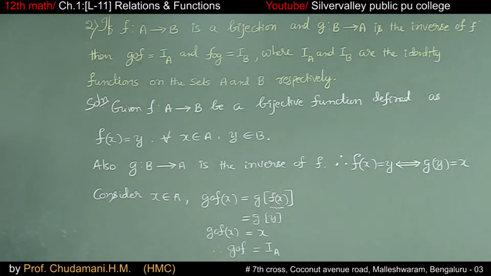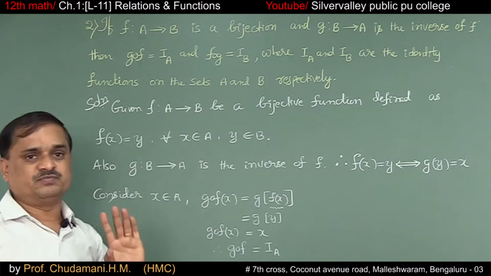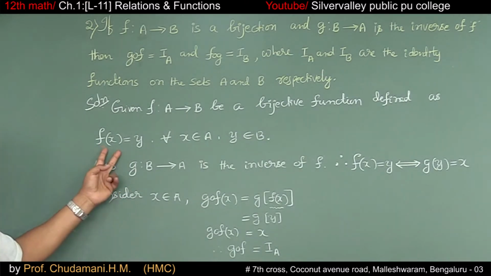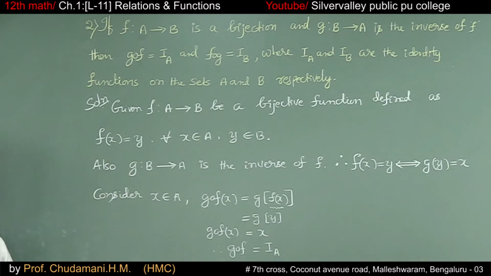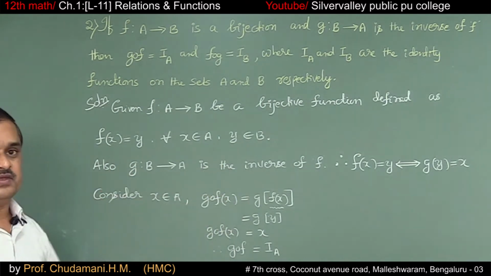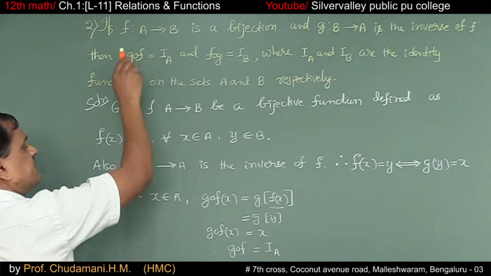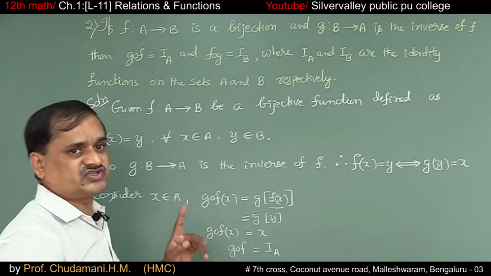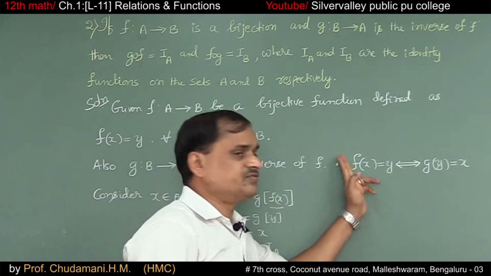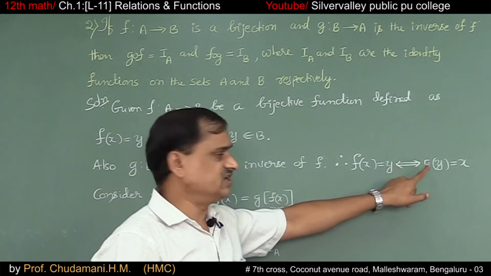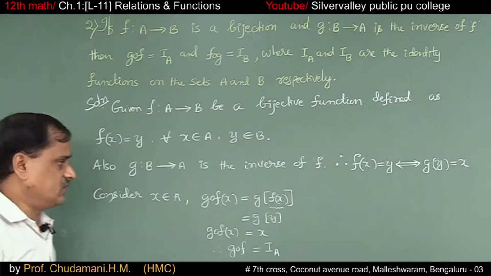respectively. Solution: given f from A to B is a bijective function defined by f of x equals y for all x belongs to A and y belongs to B. Also, g from B to A is the inverse of f. So by definition, f of x equals y means if you shift f to the other side, f inverse, that is g of y is equal to x. g of y equals x.